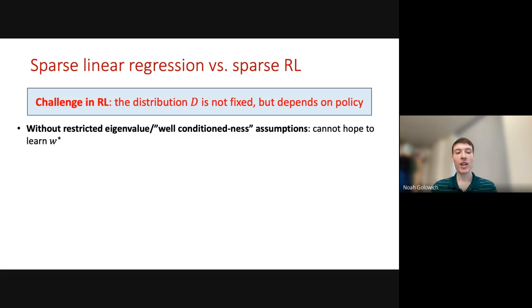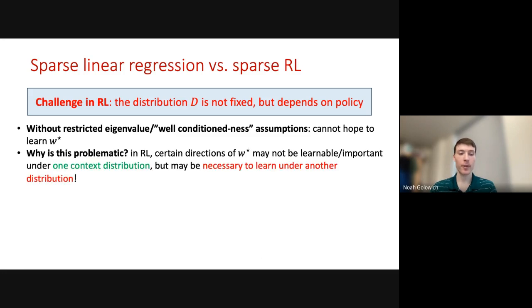And one of the main challenges that we'll face is that we don't assume a restricted eigenvalue or any sort of well-conditionedness assumptions under any policies. And so we cannot hope to perform parameter estimation. Namely, if w star, say, is a coefficient vector for the rewards at some step, we cannot hope to learn this vector w star in any sort of norm, like the L1 norm.